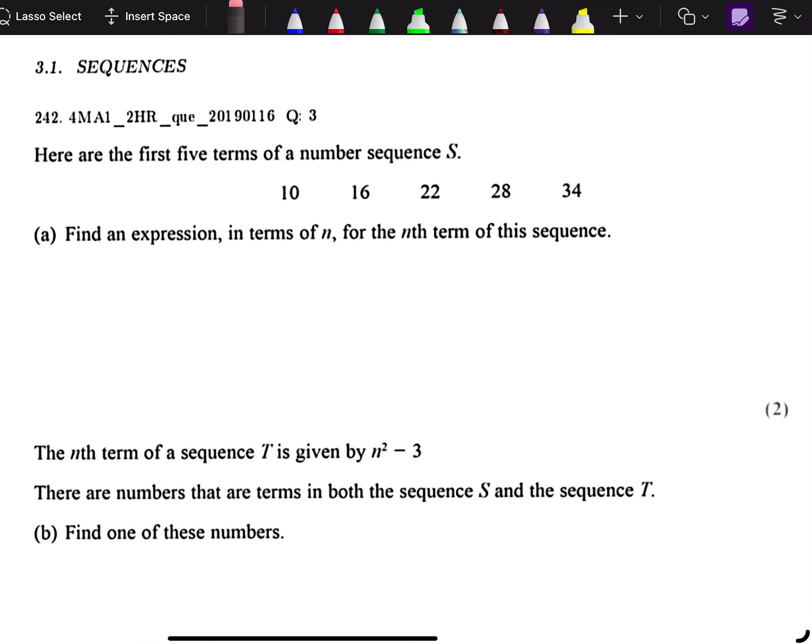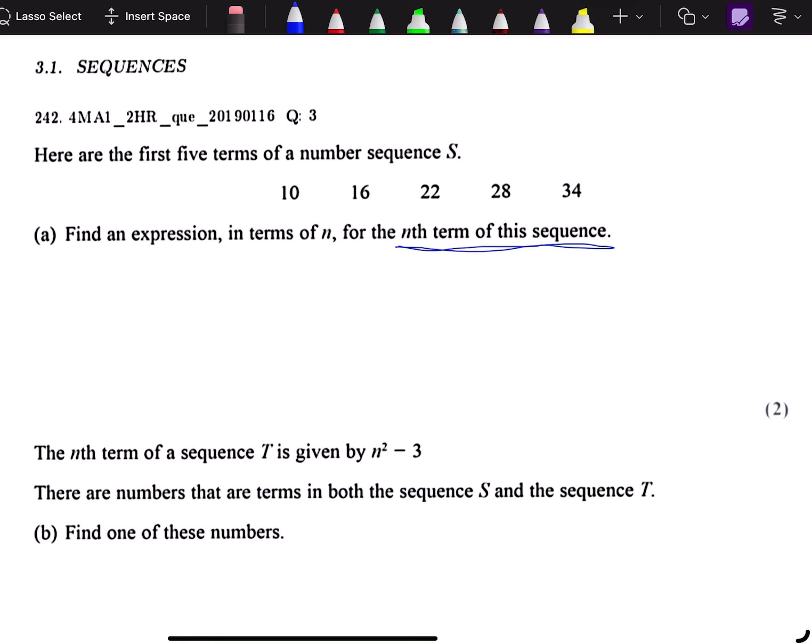We will start off from the 2019 paper. It's one of the questions from paper 2 HR variant. The statement says that here are the first 5 terms of the sequence S, and we need to find an expression in terms of n for the nth term of the sequence. So we need the formula for the nth term of the sequence.